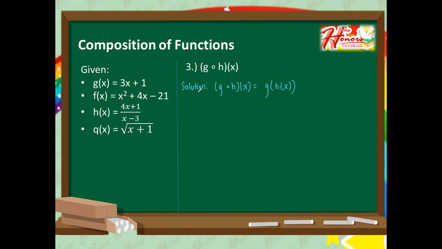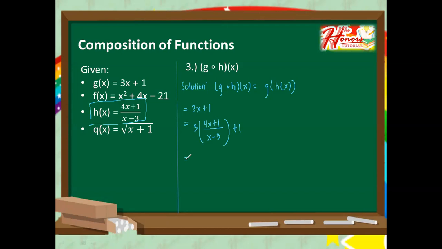We have here, let's have first G of X. So we have here 3x plus 1, and then substitute the value of H, so that is 4x plus 1. So we have here 3 times 4x plus 1 over x minus 3, plus 1, don't forget this. And then, of course, we have to multiply. Please multiply numerator to numerator and denominator to denominator.